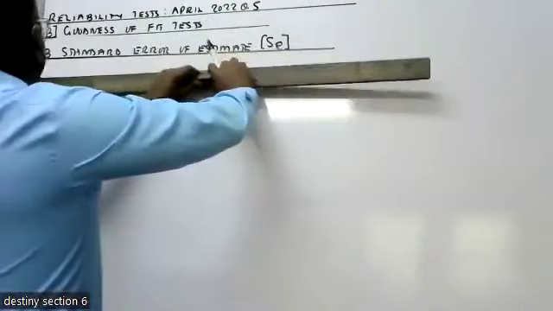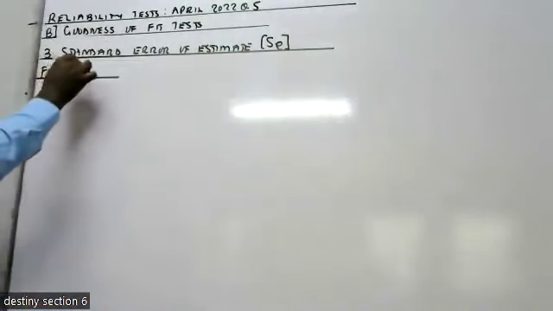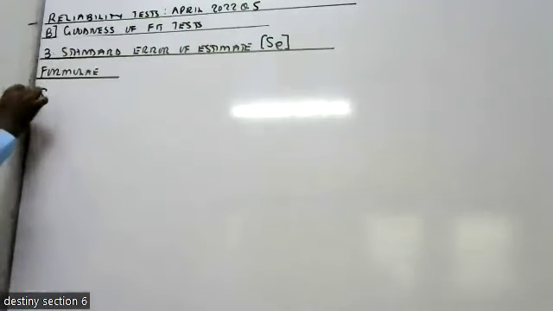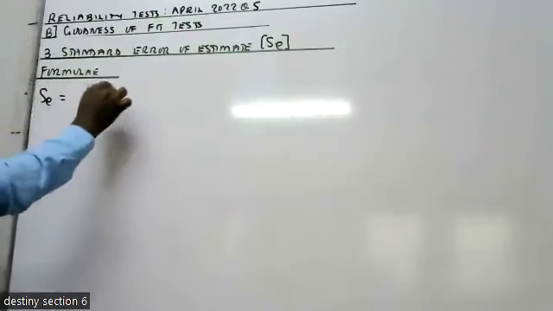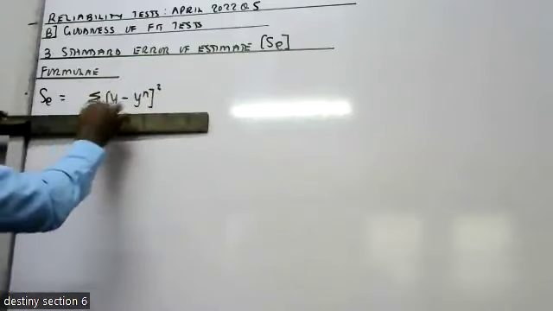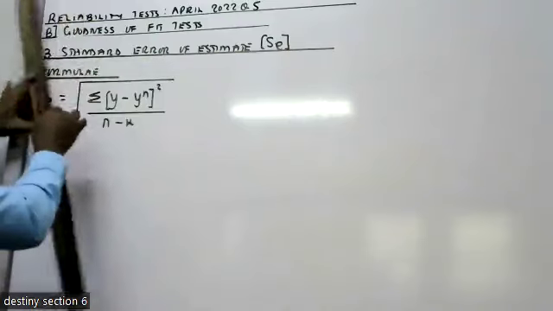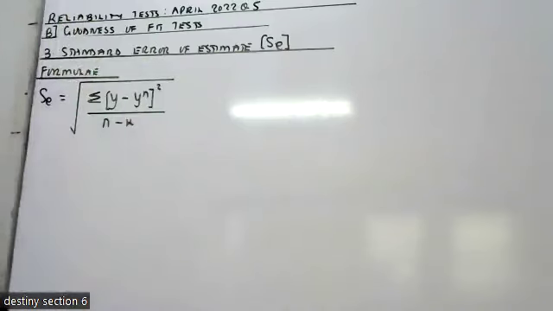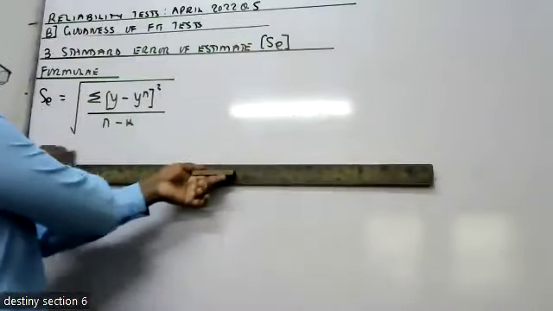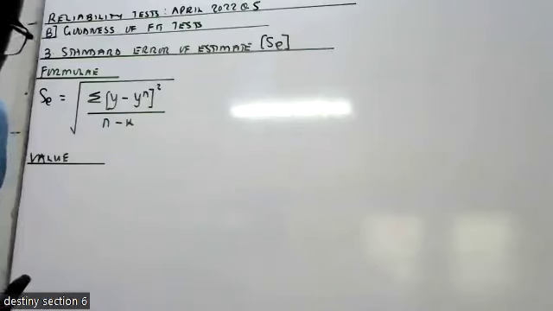So in this case, the formula for computing this, as you can see in your notes, the formula for the standard error of estimate, SE, is given as the square root of the sum of Y minus Y predicted, squared, divided by N minus K. That is the formula. The next thing is now to get the value.